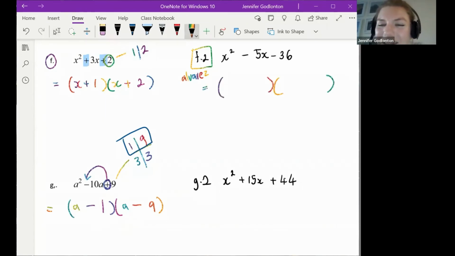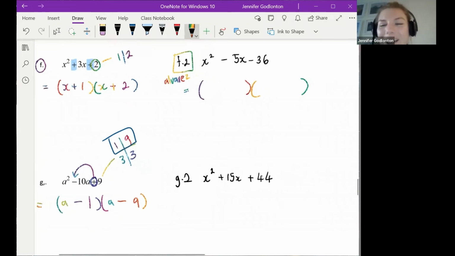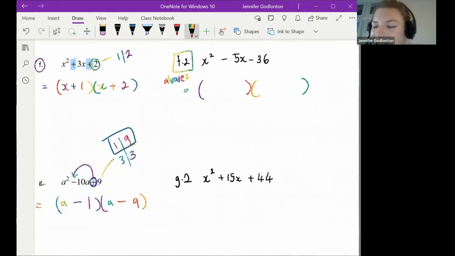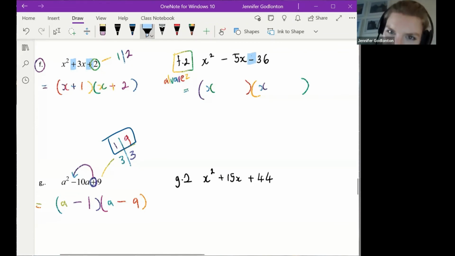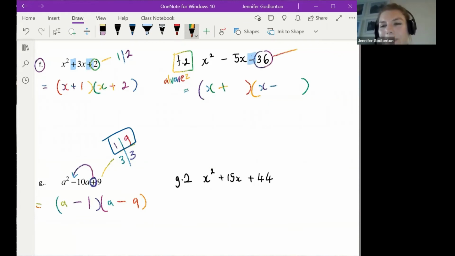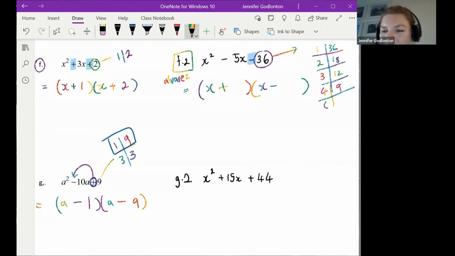Ma'am, do I need to explain again? Well, sort of. You'll need to tell me a few things. So we know that we're going to have an X there and an X there. What would be our next step over here? Ma'am, since the last sign is a minus, the signs have to be different. Good. So we're going to have a plus and a minus. Excellent. Now you have to find the factors, which is 1 and 36, 2 and 18, 3 and 12, 4 and 9, 6 and 6.